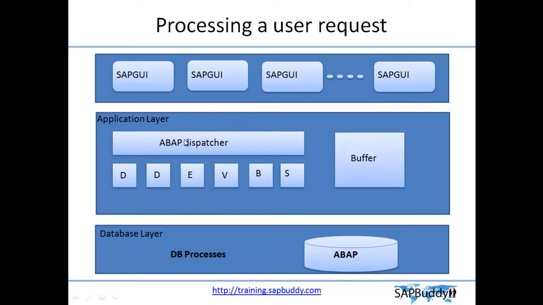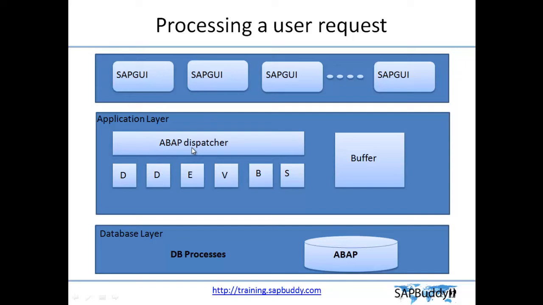Then this will be requested to the ABAP dispatcher. The dispatcher will take 5 requests. Then it will allocate the first dialog work process to the first request, then the second dialog process to the second request. Once the specific task is completed, then it's going to assign the next request.